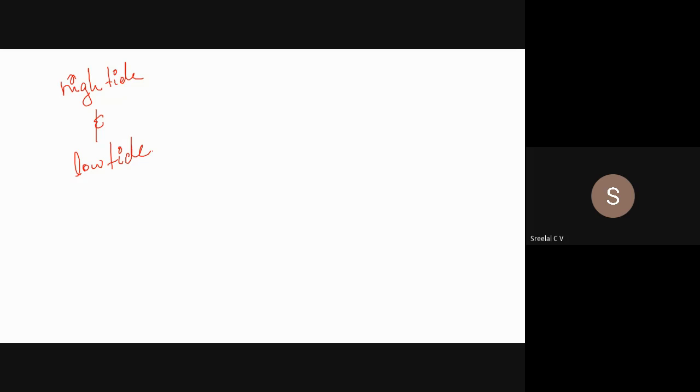Can you please tell me how we can distinguish between high tide and low tide? We already studied that in high tide the water level increases and in low tide the water level decreases. So by what criteria are we comparing these two tides? Can you please explain?